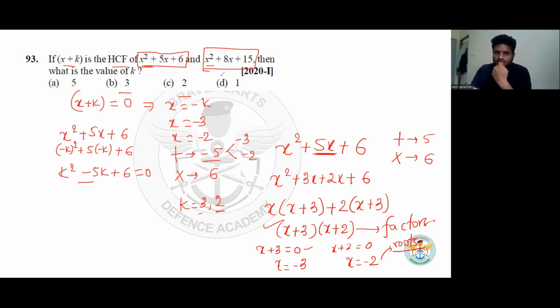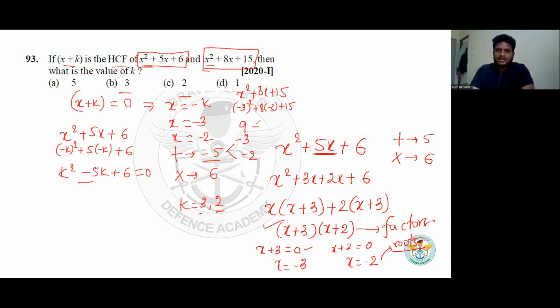Now we'll substitute this minus 3 in this equation, that is x square plus 8x plus 15. Substitute x in x square plus 8x plus 15 as minus 3: minus 3 square plus 8 into minus 3 plus 15. What is minus 3 the whole square?